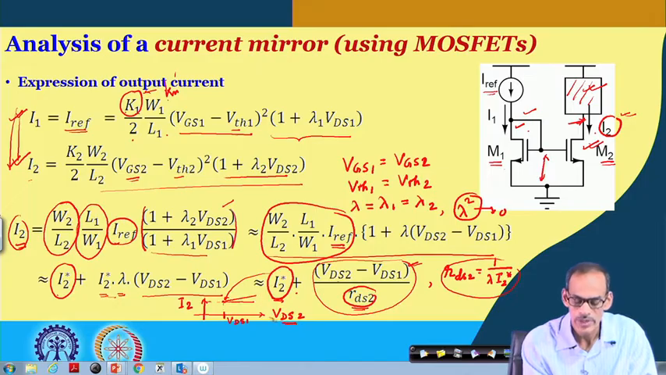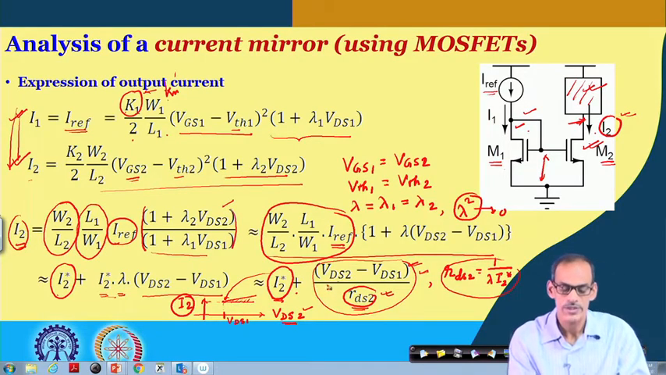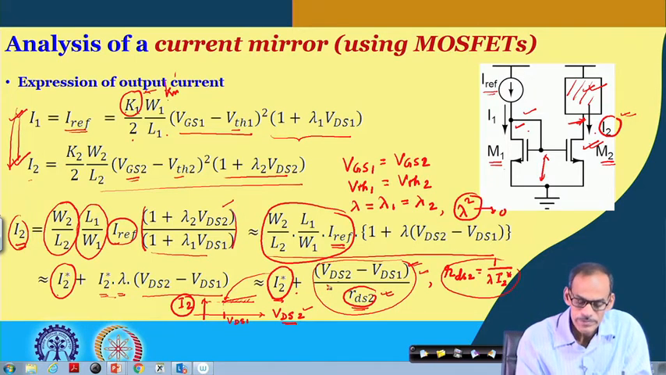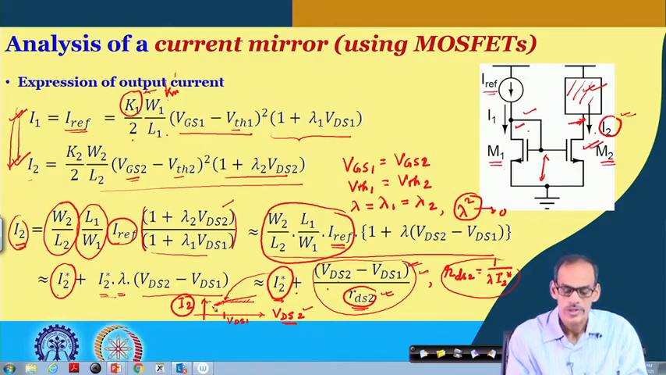So, we can say that the finite dependency of the I 2 current on VDS 2 is getting captured by the second term. In fact, that is well characterized by this RDS. So, this additional part, whatever the additional current we have, is getting represented by the second term. In fact, this VDS 2 can be even lower than VDS 1 by almost a threshold amount. We will discuss that in the next slide.